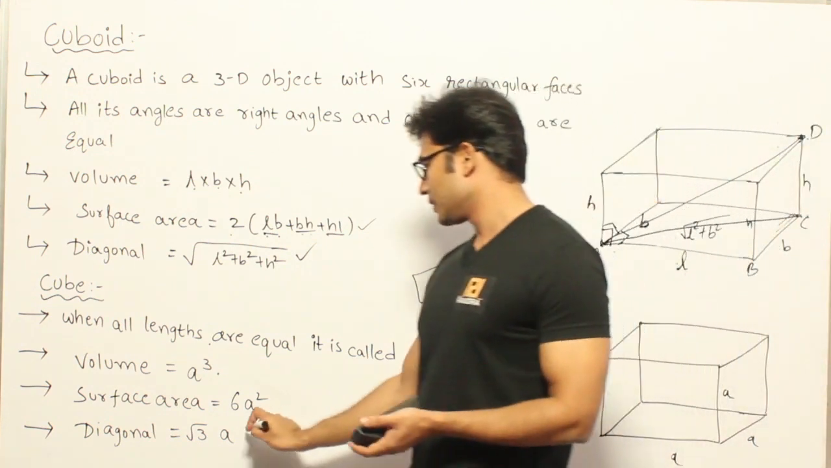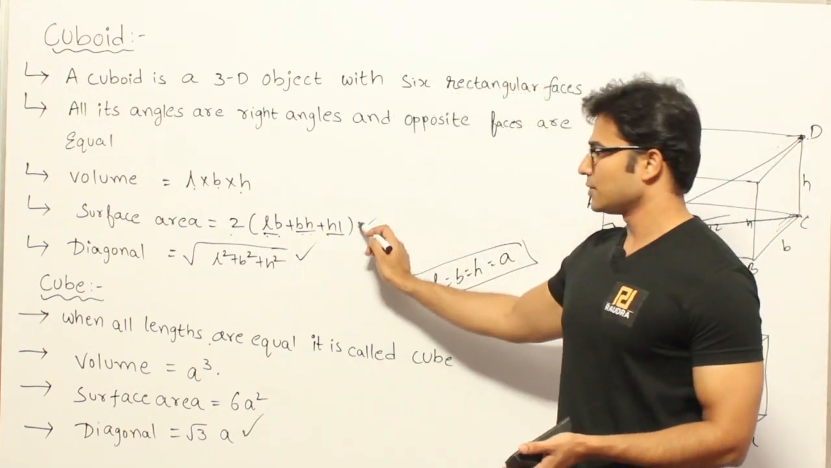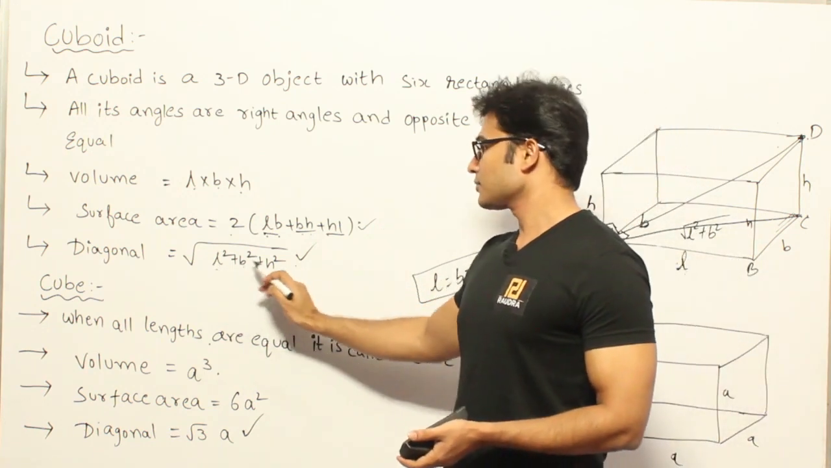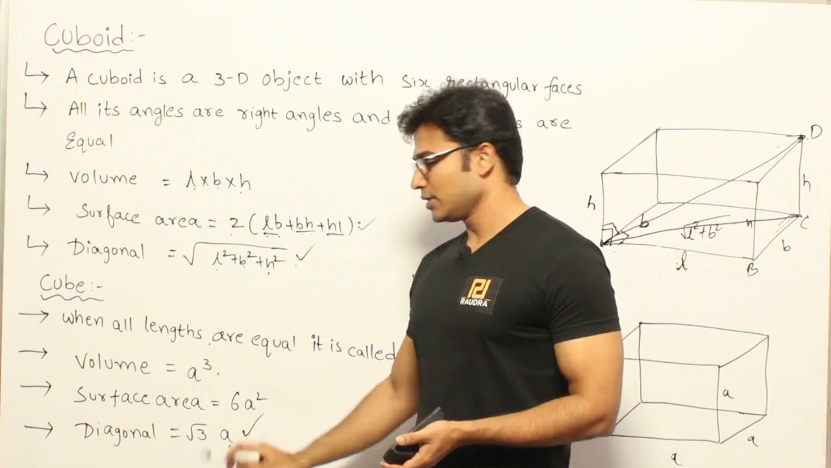And next one is diagonal. In diagonal also you can see the same thing, right? If you substitute A in this diagonal, you are going to get root 3 A.